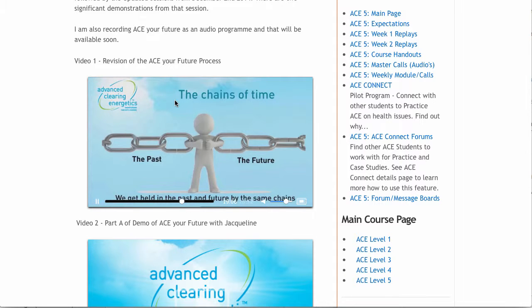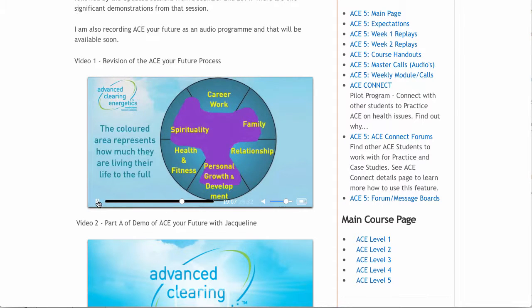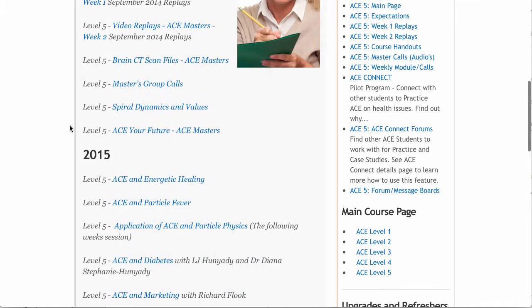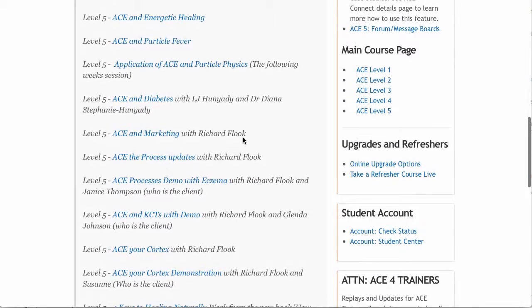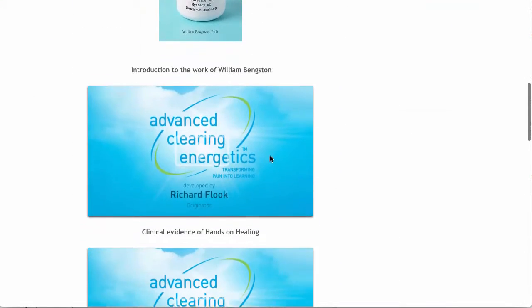So this is an amazing theory that basically takes how we look at disease and literally reverse engineers disease, and asks, how do we actually create the future? You may have heard of the movie The Secret. It's basically The Secret, but put in a way that we can really understand. ACE and energetic healing. I looked at the energy cure, William Bengston stuff.